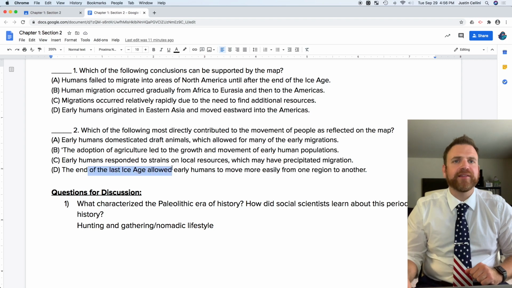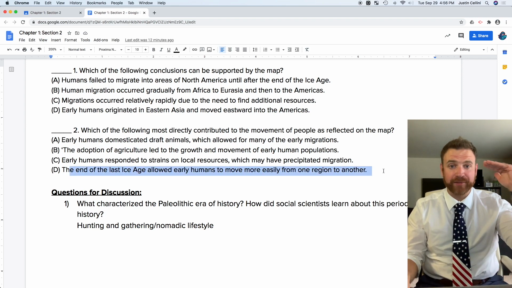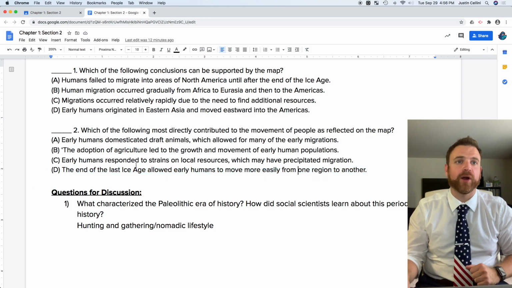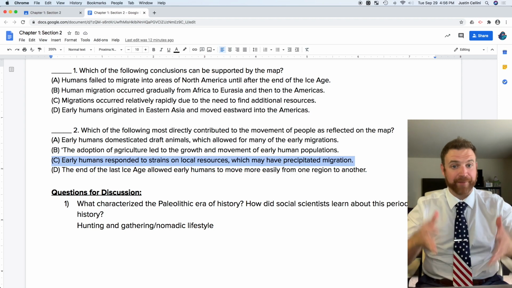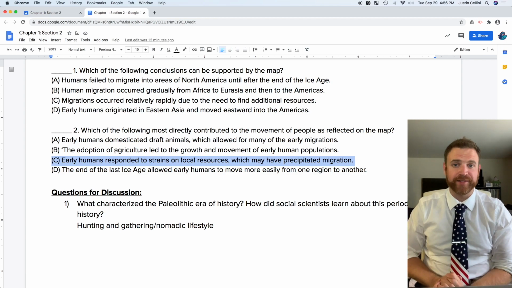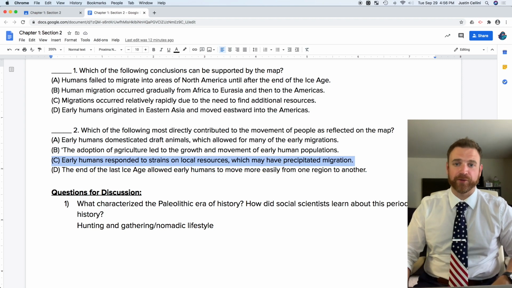The end of the last ice age allowed early humans to move more easily from one region to another. Just like with choice 1, this does not make sense, okay? When the ice age ends, water levels rise and migrations are more difficult. So I can't pick choice D. So our best answer here is C, okay? If the animal population or the flora disappear, I have to pick up and move, right? That's what we said. Hunting and gathering, aka nomadic societies, move from place to place in search of food.